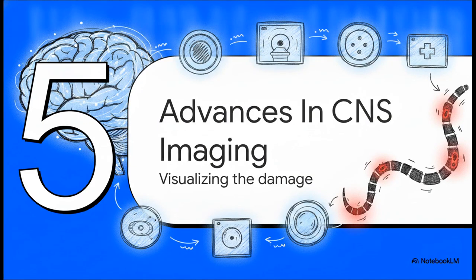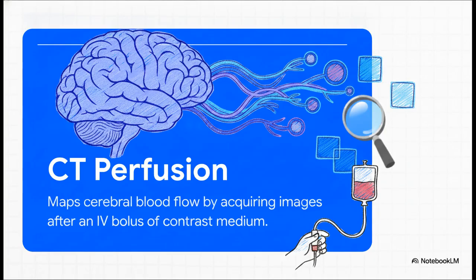All right, once we've used our clinical exam to nail down the location, we actually need to see it. That brings us to our final part, Section 5, Advances in CNS Imaging. This is where modern tech steps in to visualize the invisible damage we've just deduced. One of the most powerful tools in our arsenal for CNS emergencies is CT perfusion.